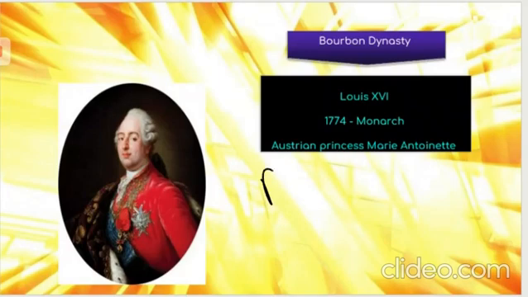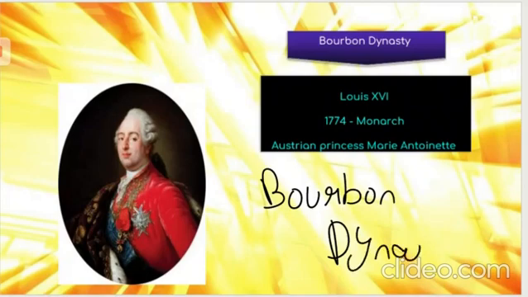Now comes the Bourbon Dynasty. What was the Bourbon Dynasty? It was the dynasty from which Louis XVI came, right? And in 1774, France was a monarchy, and the wife of Louis XVI was the Austrian princess Marie Antoinette. Okay, she was the wife of Louis XVI, and who was Louis XVI? He was from the Bourbon Dynasty.